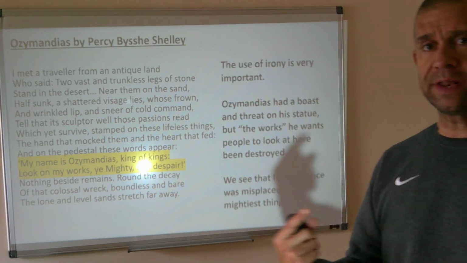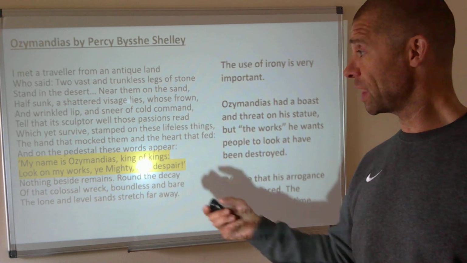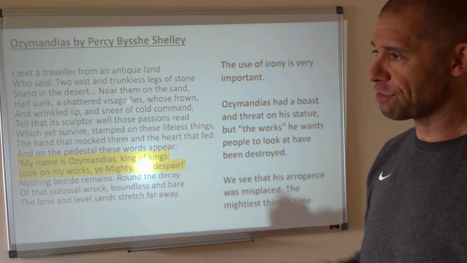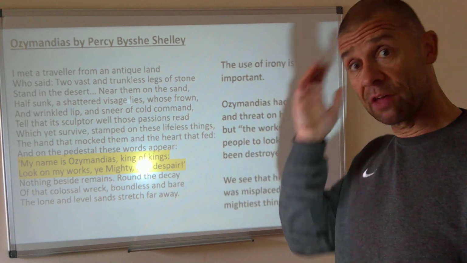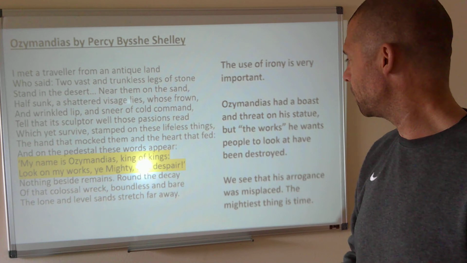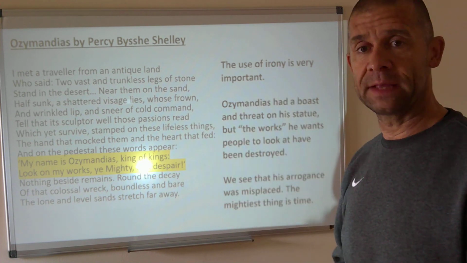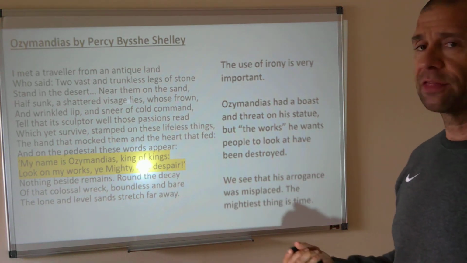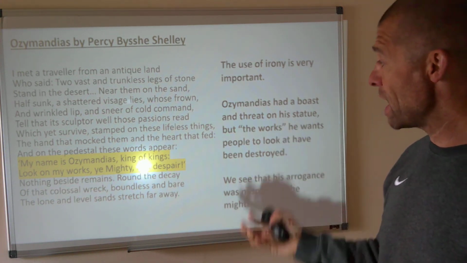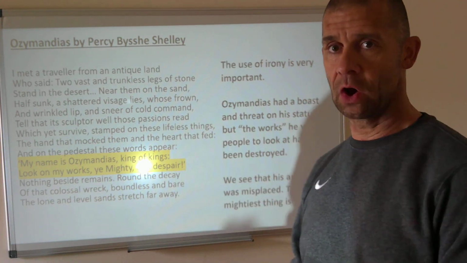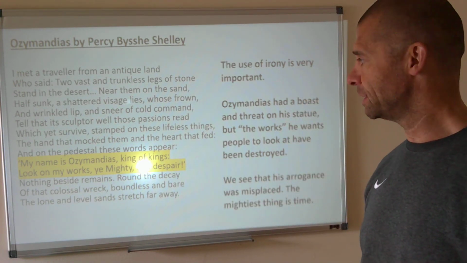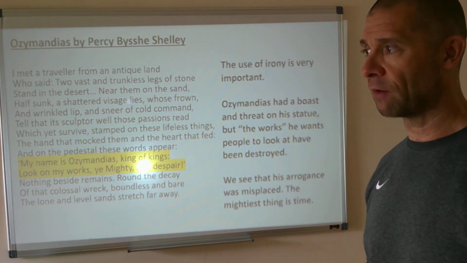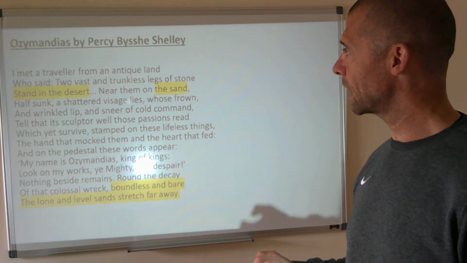But the use of irony here is very important, because nothing remains. There are no works to look on. Ozymandias had a boast and a threat to other people in the world. In fact, other kings, he calls them other mighty people, but everything that he built has been destroyed. So the irony here is really important, and the irony shows us that Ozymandias was arrogant, and that really the only thing that's mighty is time and nature, because it has absolutely defeated Ozymandias. So the irony in the boast shows us Ozymandias' arrogance. So I would pick that out as my second language point.